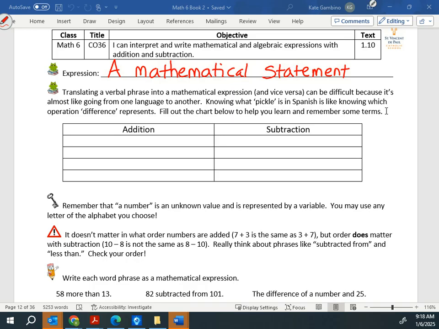So, translating a verbal phrase into a mathematical expression and vice versa can be difficult because it's almost like going from one language to another, using our words versus using the numbers. But they mean the exact same thing.